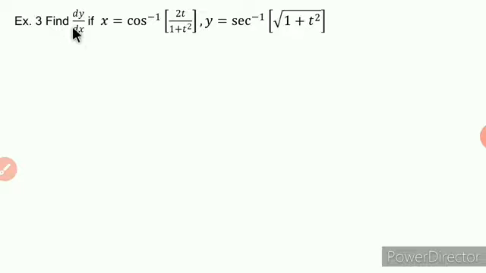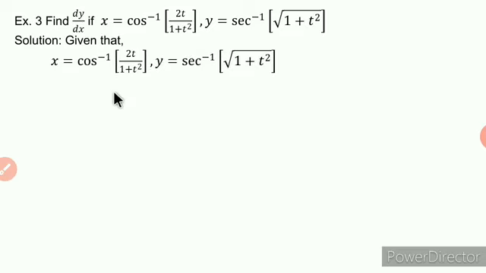Now, example number 3. Find dy by dx if x is equal to cos inverse of 2t divided by 1 plus t square and y is equal to sec inverse of square root of 1 plus t square. Now here the given values of x and y: x is equal to cos inverse of 2t upon 1 plus t square and y is equal to sec inverse of square root of 1 plus t square.